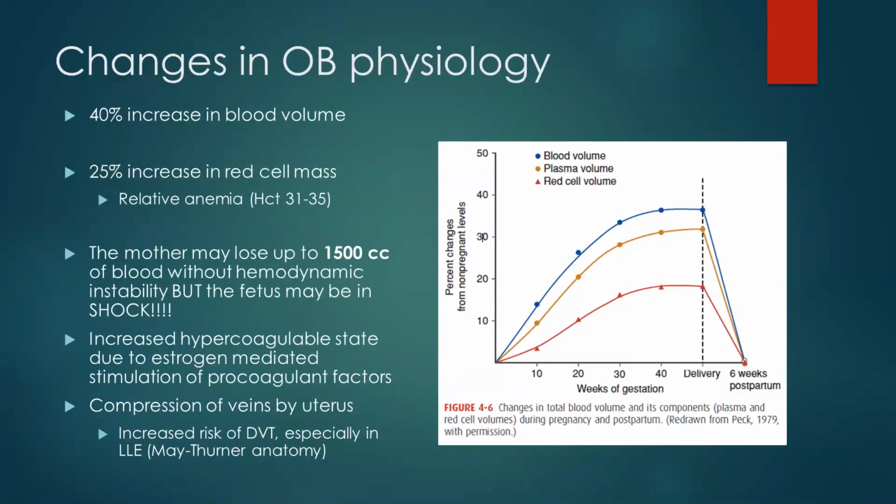And because of the compression of the veins by the uterus, I don't know if some of you are familiar with this maternal anatomy, but the right common iliac artery crosses over the left iliac vein, and with the addition of the uterus laying on top of your left iliac vein, you'll more likely find DVTs associated with the left lower extremity. And with positioning in mom during a trauma setting, we also like left lateral tilt.